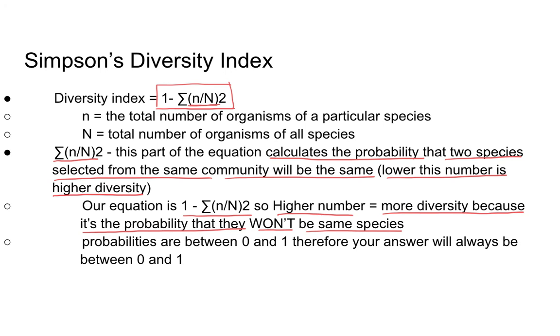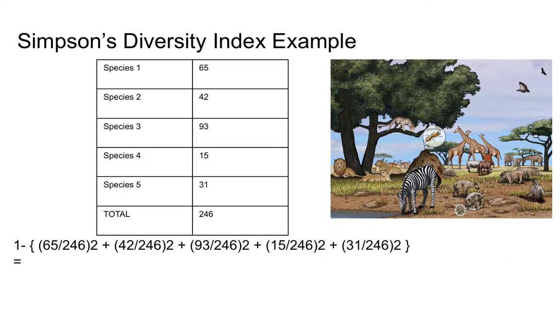Now, your probabilities are always going to be between 0 and 1, which means that your answer to the Simpson's diversity index should also be between 0 and 1, so it should be a decimal. If you get something bigger than 1, you've made a mistake somewhere, and you're going to have to go back and fix that. Okay, so let's look at an example, because again, it's sounding way more complicated than it actually is. So the first thing I'm going to do is write out the formula.